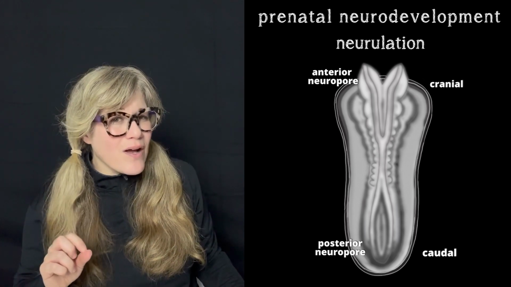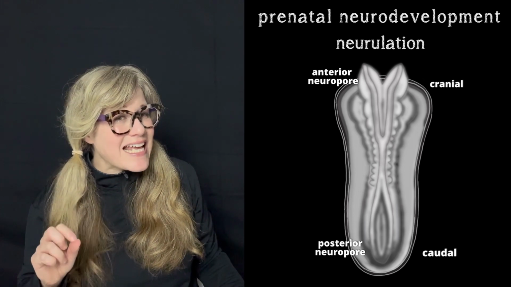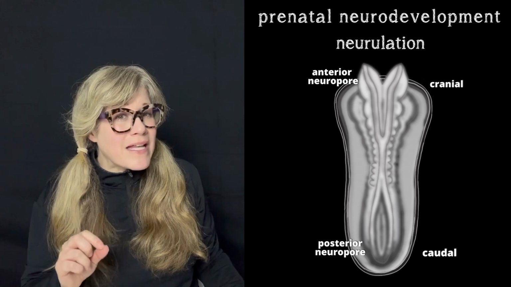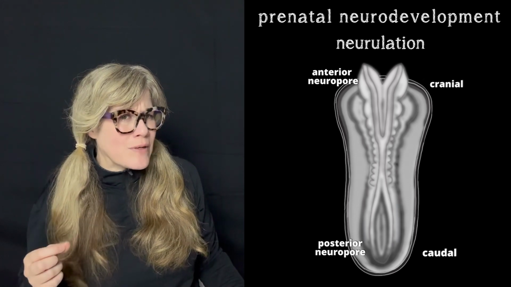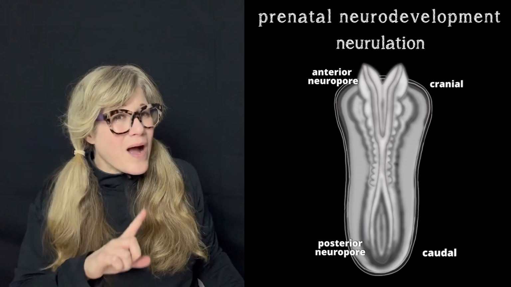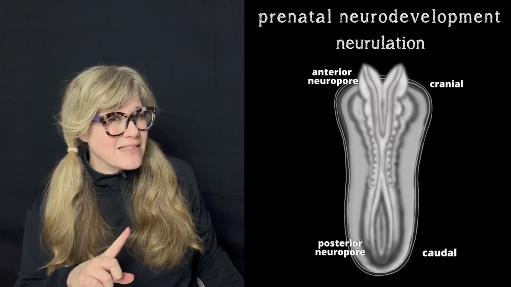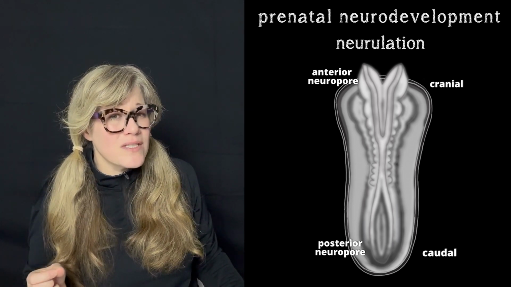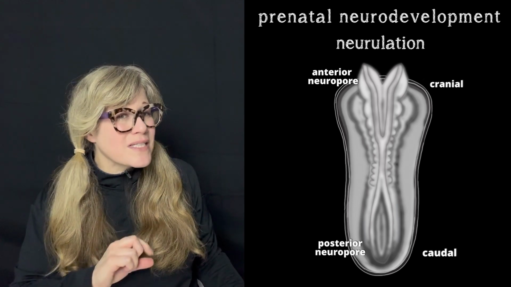And I just want to pause here for a second because these ends of the neural tube are not meant to remain open. They are meant to eventually close fairly soon after neural tube development. But why I want to draw your attention to these ends is because if either or both neuropores fail to close, it could lead to neural tube defects.